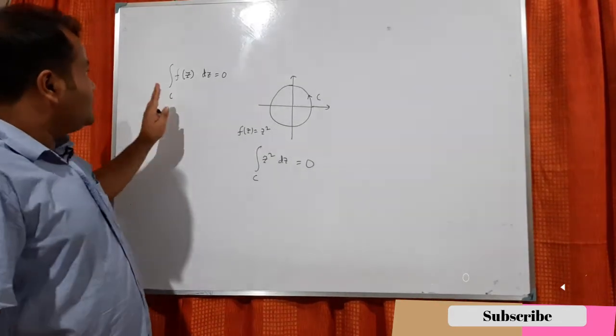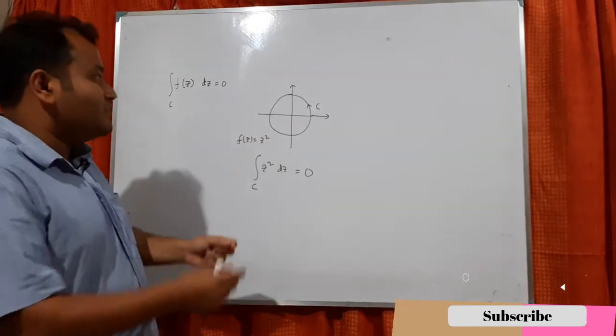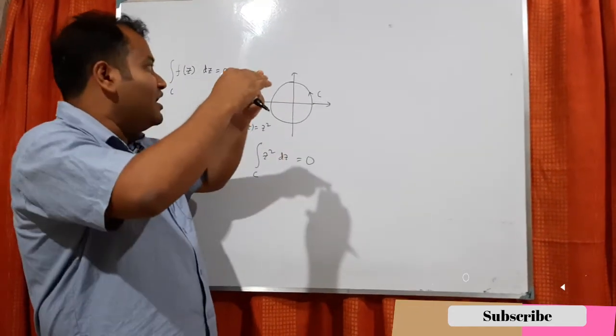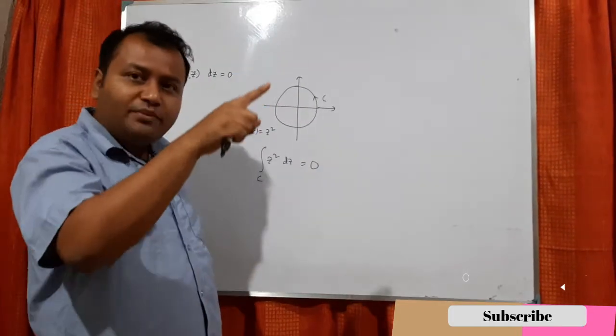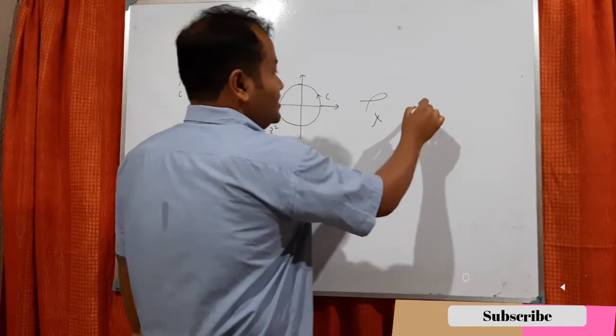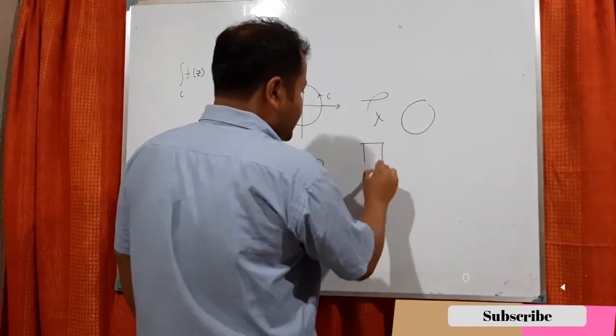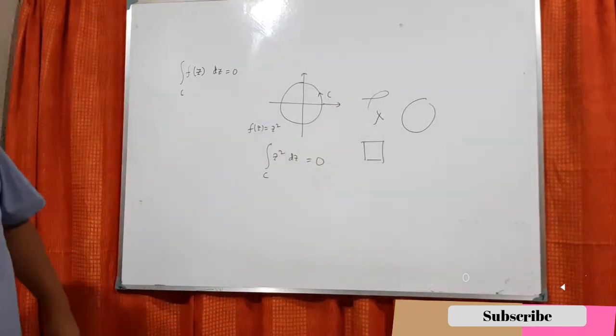Now, this was valid only for a simple closed curve. What is the meaning of a closed curve? It means the starting point and the end point are the same. And simple means there should not be any self-intersection. Like this one is not simple, but this one is simple, and this one is simple. So simple means there should not be any self-intersection, okay.